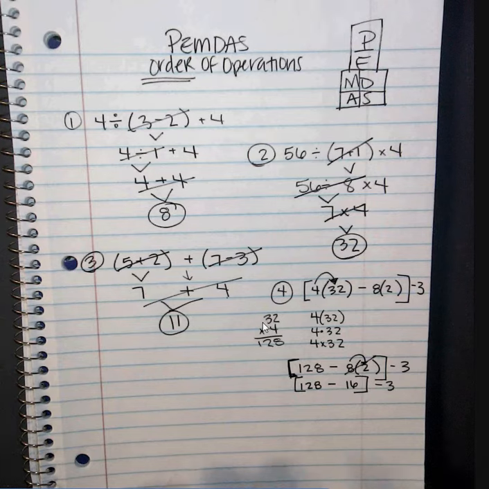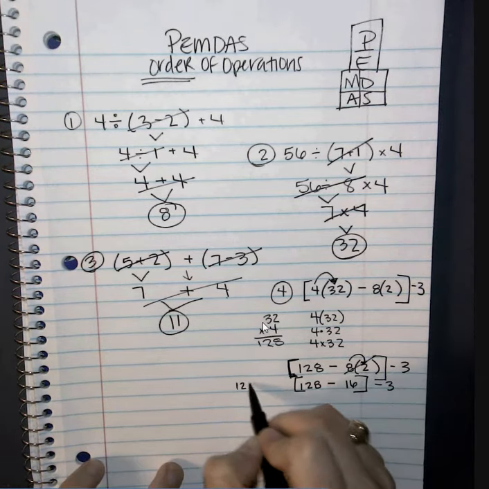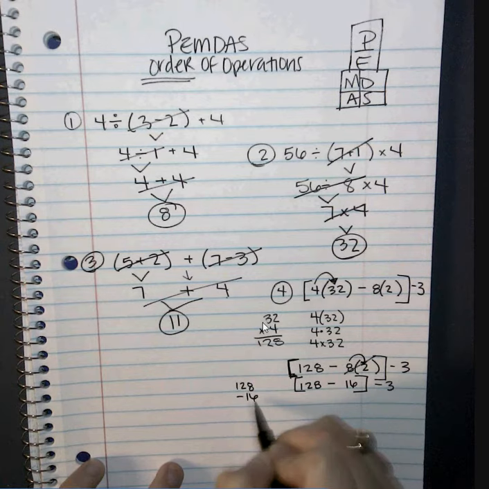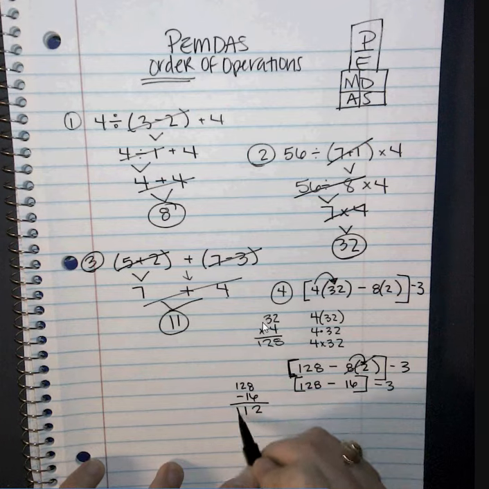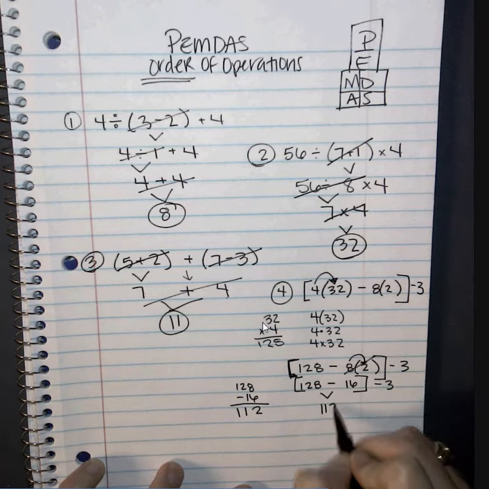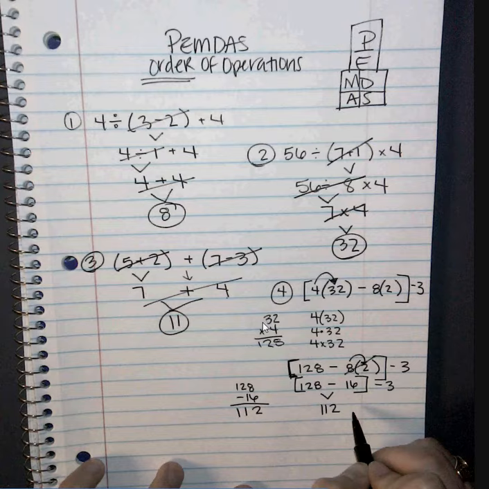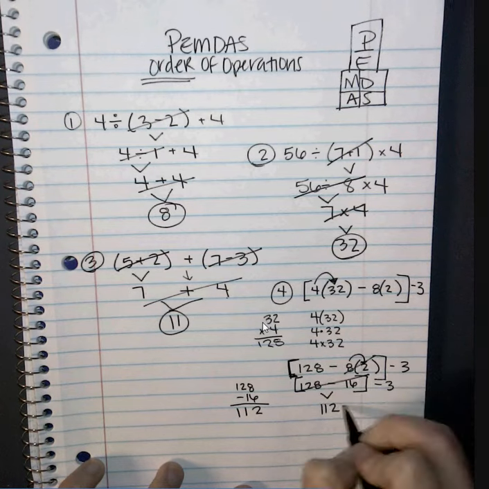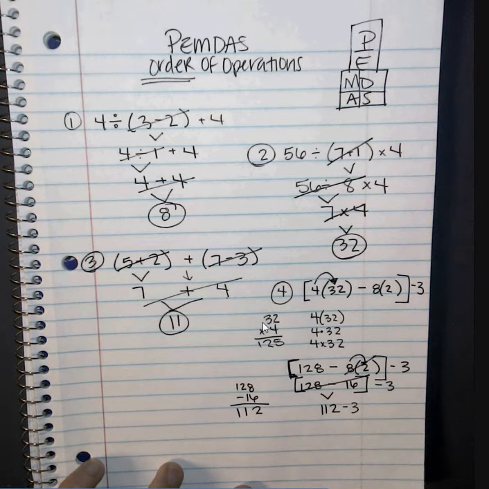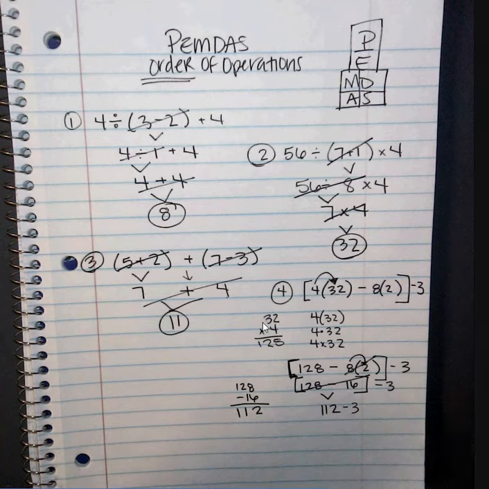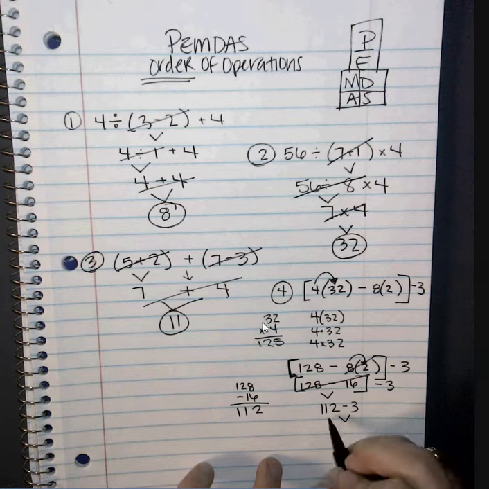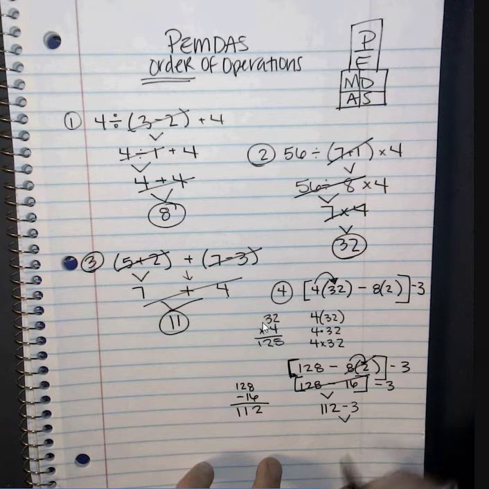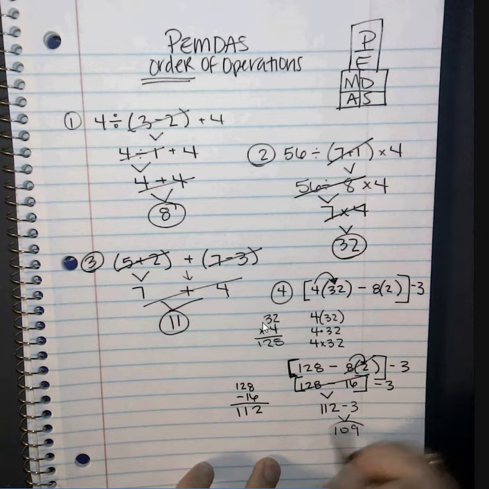So what is 128 minus 16? Let's come over to the side and subtract. 8 minus 6 is 2, 2 minus 1 is 1, and bring down my 1. That gives me 112. I can cross this off, and that's because I completed everything inside of that bracket, so that means I can get rid of the brackets and bring everything else down. So 112 minus 3 is going to give me 109.